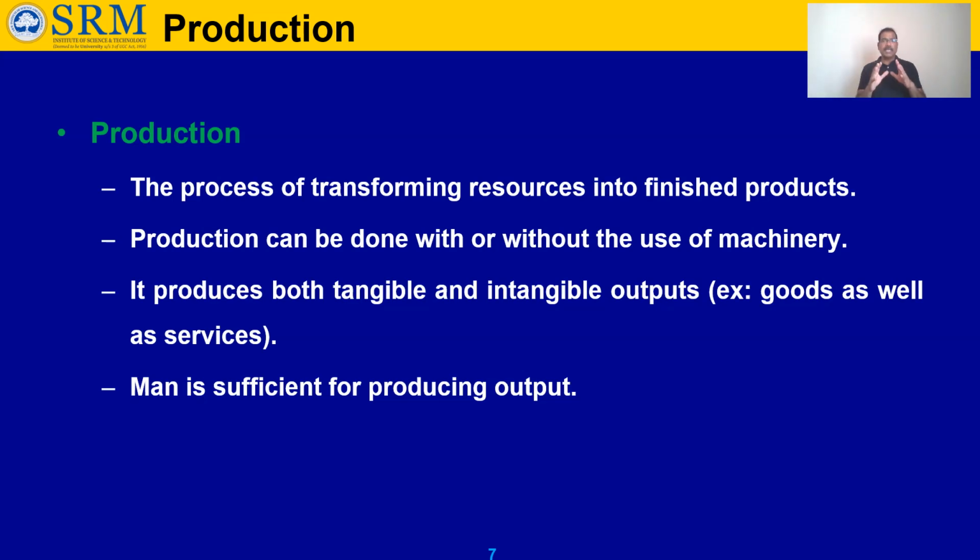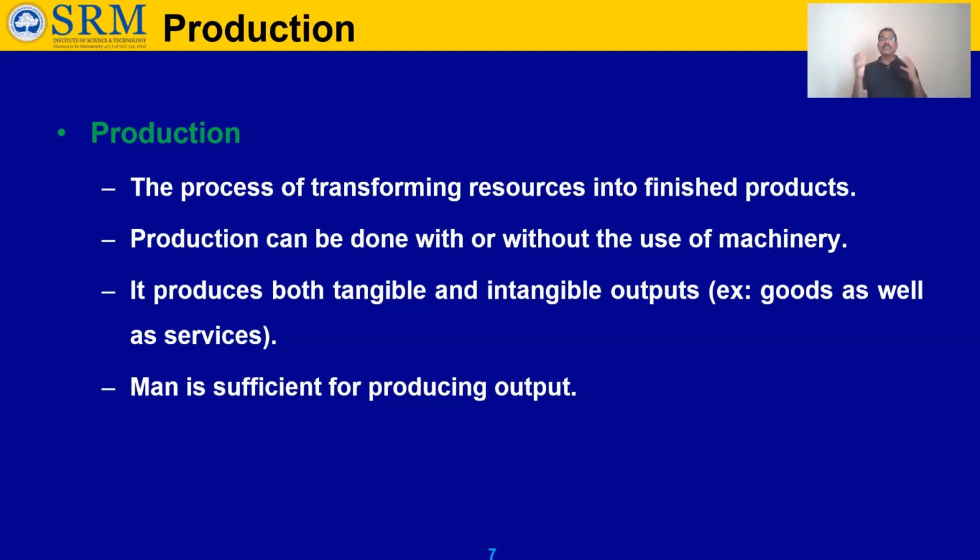It's simply a process of transforming the resources we have into a finished component or product. That transformation process is called production, where it is not necessary to have machineries. We can do production with or without the use of machinery. So what can the output be? It produces both tangible and intangible outputs. Goods are the tangible outputs, like a car, mouse, keyboard, monitors, shoes, apparel.